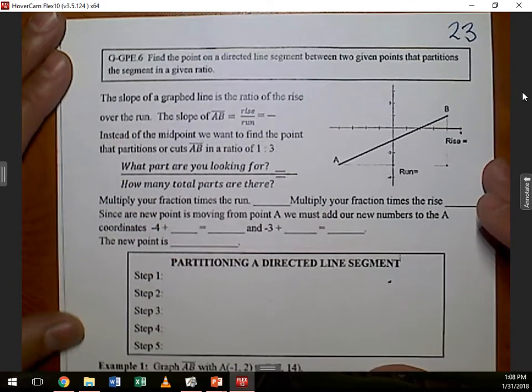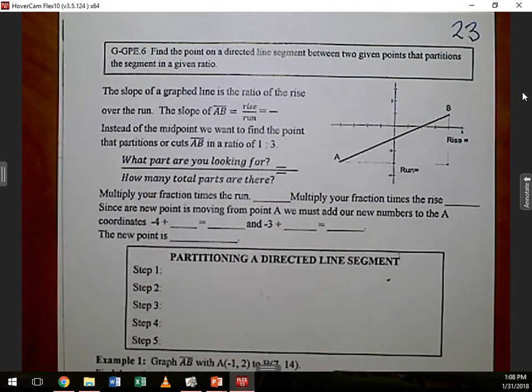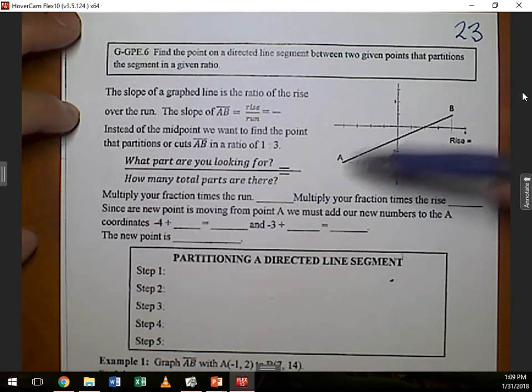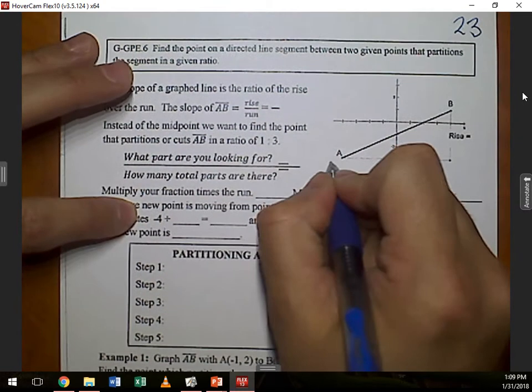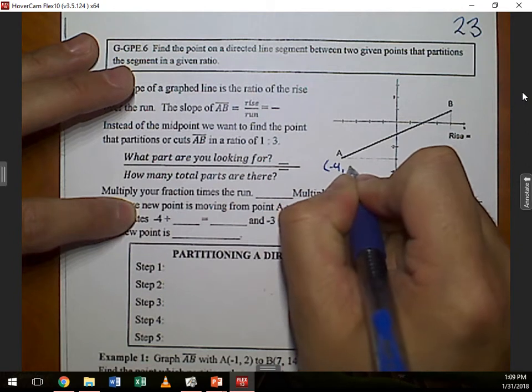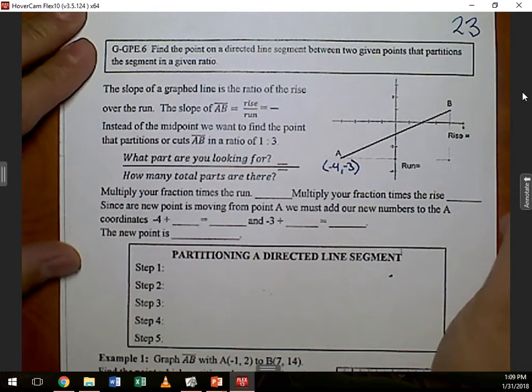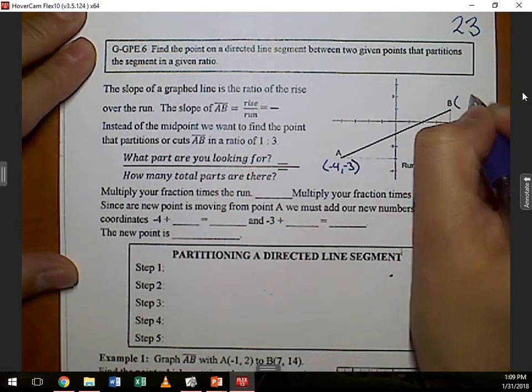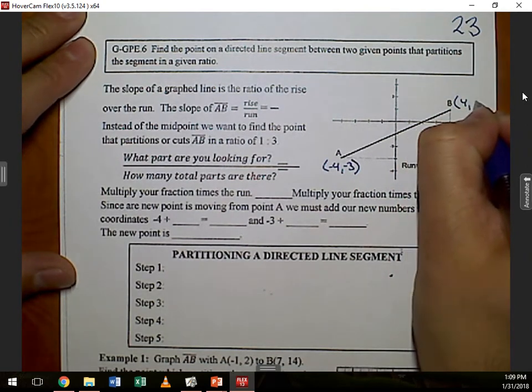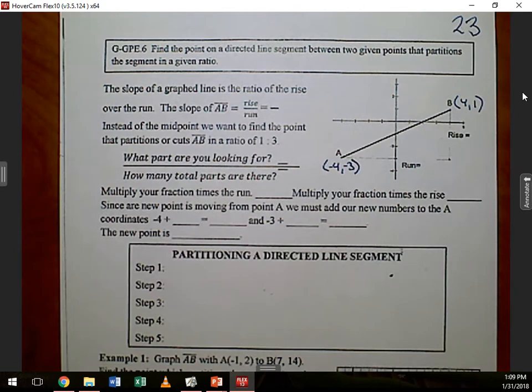All right, so anyway, let's go through and work this out. There's a couple things that I need to add to this from the notes which are not on the slide, so I need you guys to actually follow along for a couple things. So first, my point A is going to be -4 and -3. Point B is 4, 1.